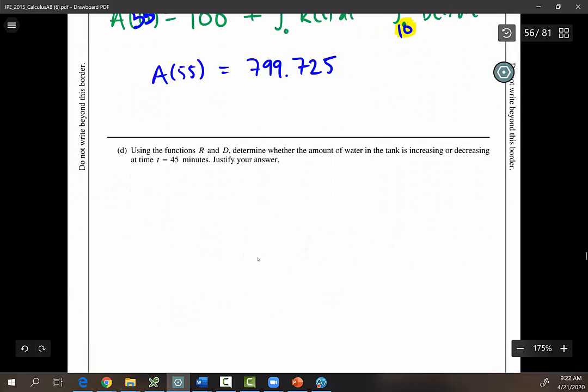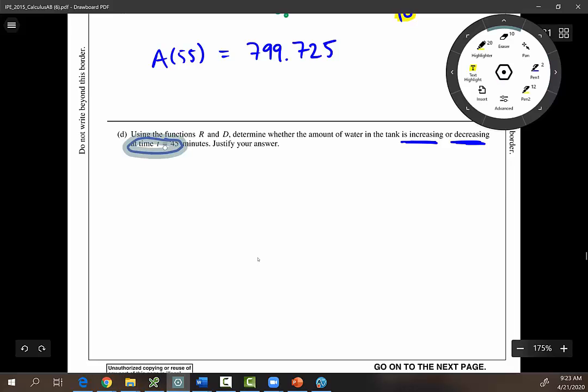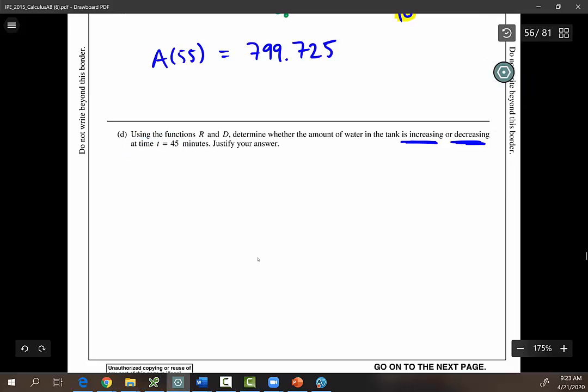Okay. D says using those functions, determine whether the amount of water in the tank is increasing or decreasing at time 45. Okay. This is pretty common, and the more you do of these, the better you get at them. So when we're saying increasing or decreasing, what we're normally doing is setting it equal to 0 and doing a number line, right? But really, you're just trying to figure out, is it positive or negative? And if it's at one time, you don't need to do a number line. You never get these on multiple choice, which is why we didn't really do them back in class.